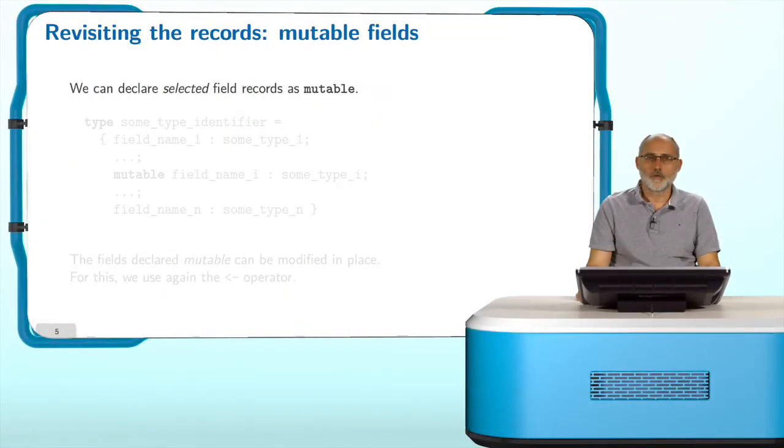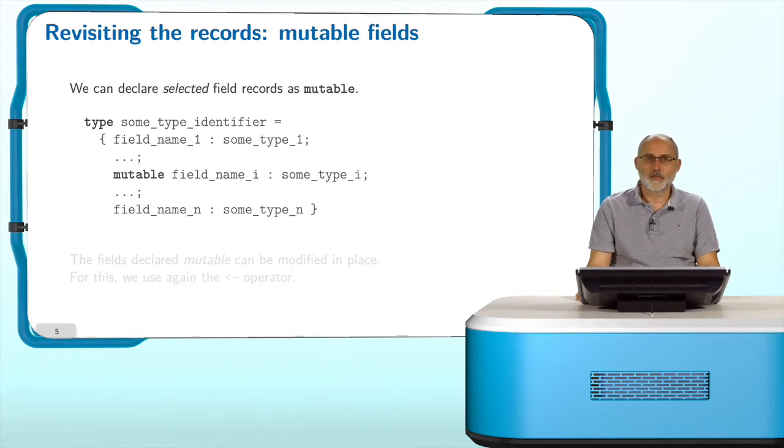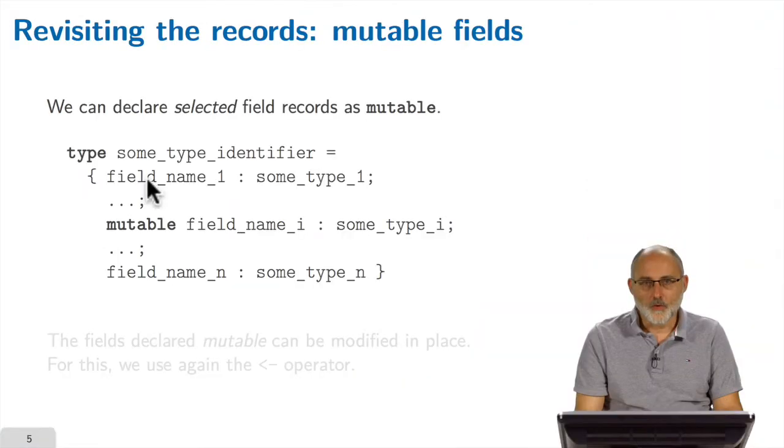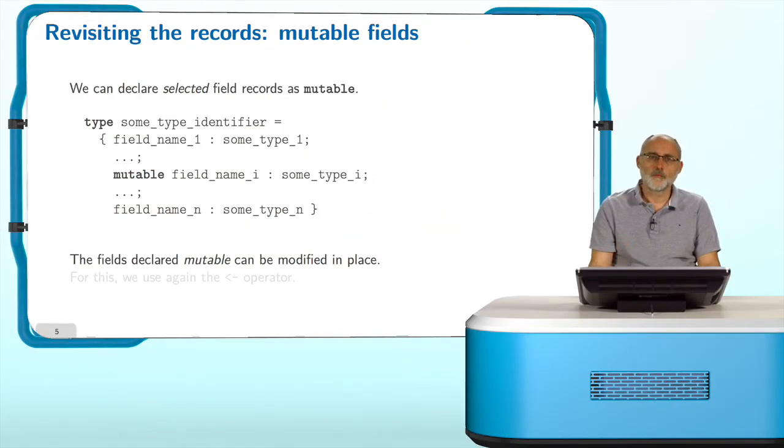It is interesting to know that we can declare some of the fields of a record mutable. Let's see, for example, a definition like this. We have the definition of a record. There are field names with their types, but we can decide to put the mutable keyword in front of the field name for some of the fields, not all, or all, as we want. The fields which are declared mutable can be modified in place, and again we can use the update operator to do this. And to see this at work, let's try to modify our previous example a bit and build movable points.